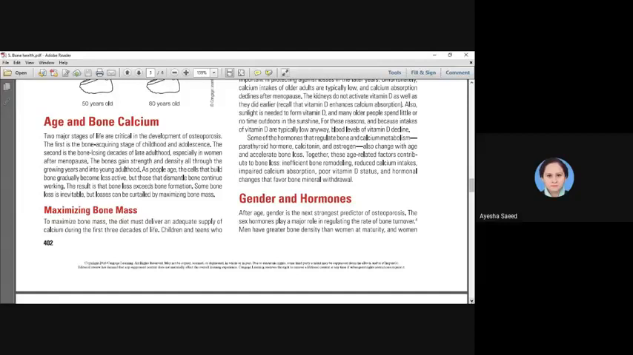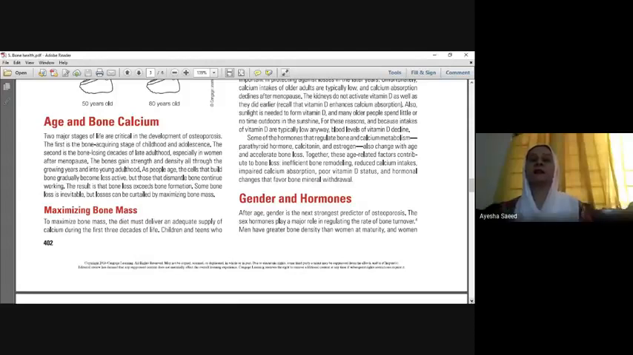The bones gain strength and density all through the growing years and into young adulthood. As people age, cells that build bone gradually become less active, but those that dismantle bone continue working. The result is that bone loss exceeds bone formation. Some bone loss is inevitable, but losses can be curtailed by maximizing bone mass. And how can the bone mass be maximized? By improving our modifiable risk factors.